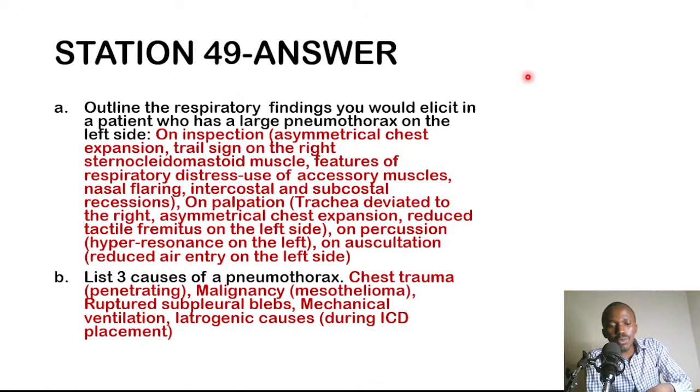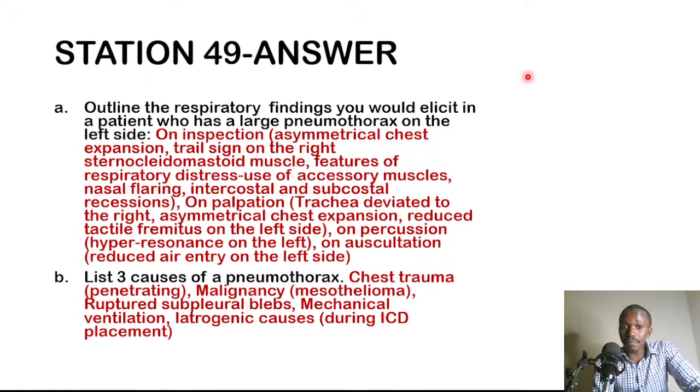You have features of respiratory distress, so you have use of accessory muscles, your tracheal deviation, your asymmetry of the chest, and of course your reduced tactile fremitus on the left side. And then on percussion, you get a hyper-resonant note. Remember, in a pleural effusion, we had a dull note. Then of course, on auscultation, you have reduced air entry. Then of course, 3 causes of pneumothorax: chest trauma, which is penetrating.